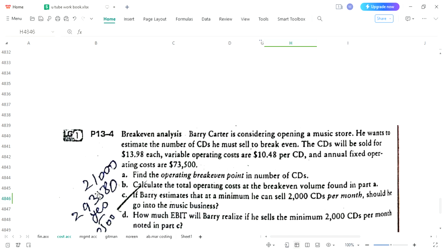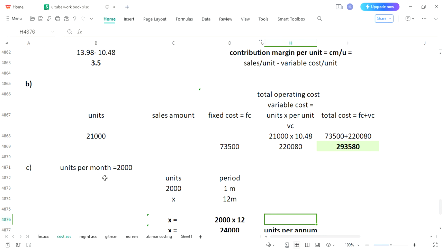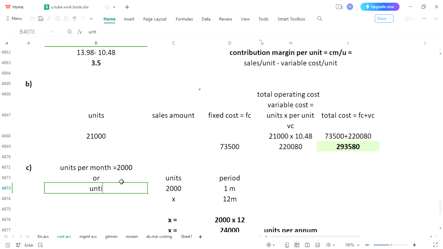I'm repeating this concept. 21,000 is your break even point, the point where there is no profit, no loss. Even a single unit you sell beyond those 21,000 will bring some profit. And look over here, our point is suggesting we are selling 24,000 units per month, or per annum. We have 24,000.